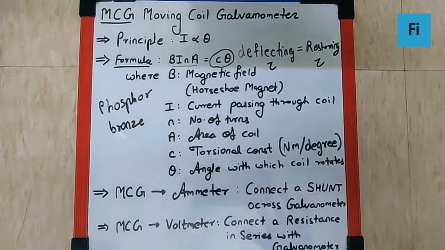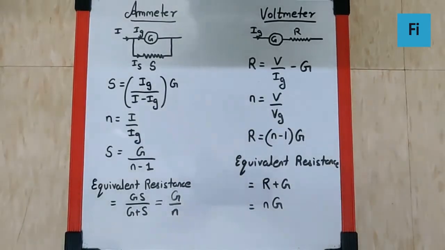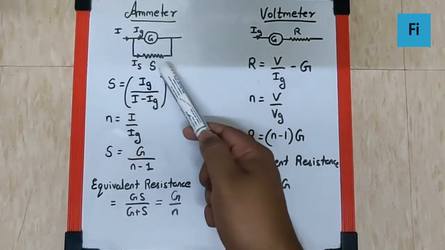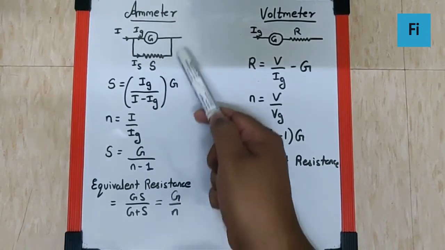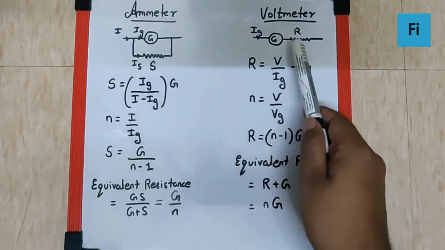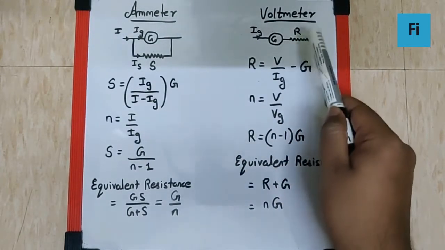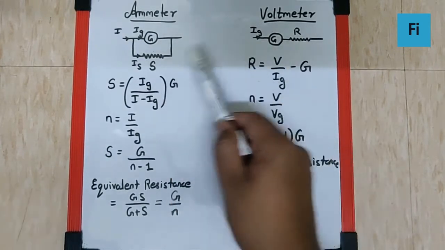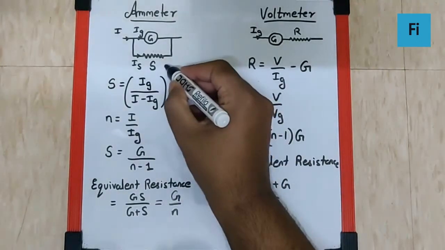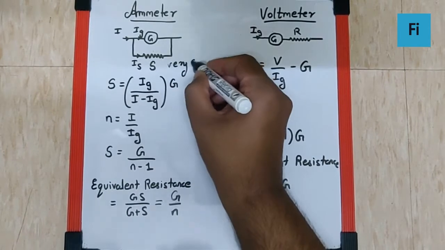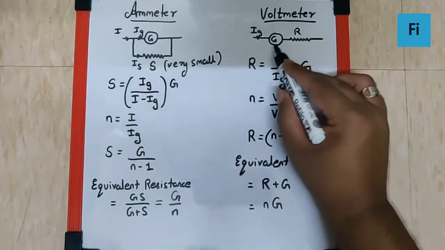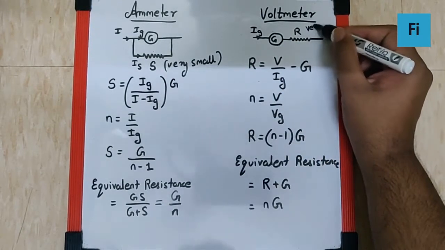Let's go further. So now we have the basic difference between ammeter and voltmeter. Here we have the galvanometer with which we are connecting a shunt, a resistance in parallel, and this entire thing is now called an ammeter. Over here the galvanometer is connected in series with a resistance R. Now a very important point to remember is that the shunt which is connected in parallel is generally very small, whereas the R which is connected in series with the galvanometer is generally very high.